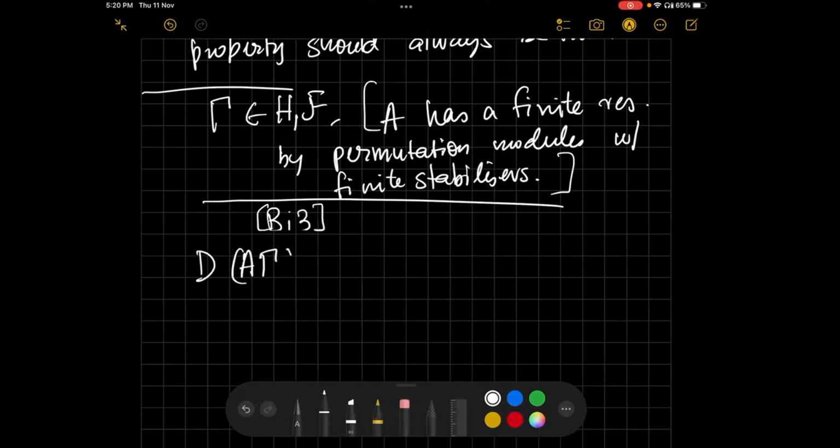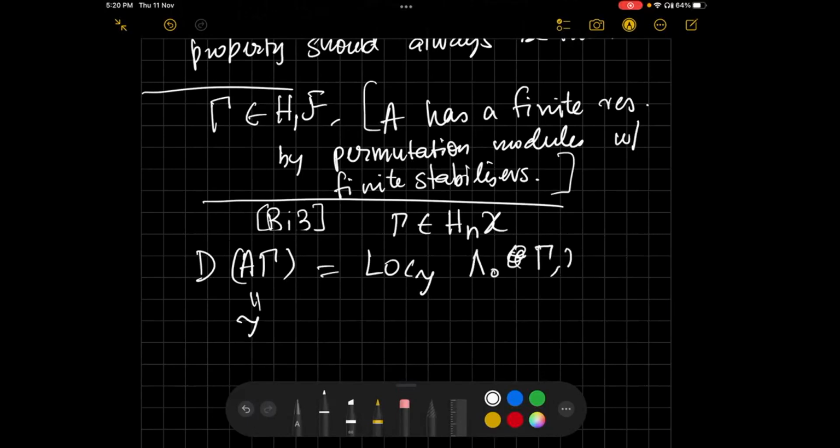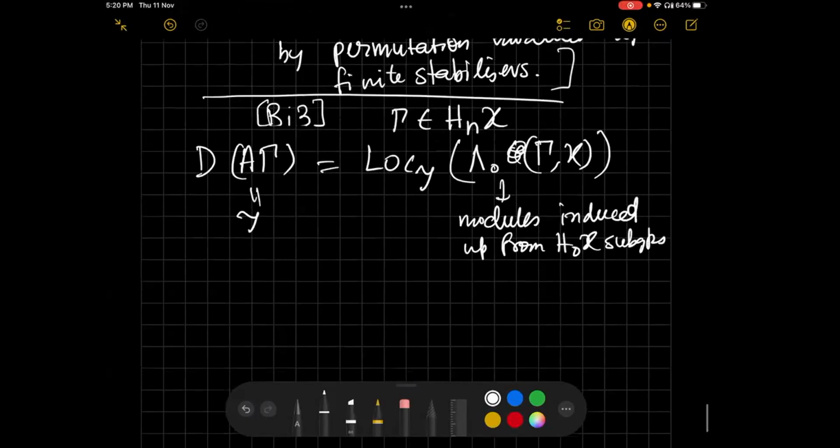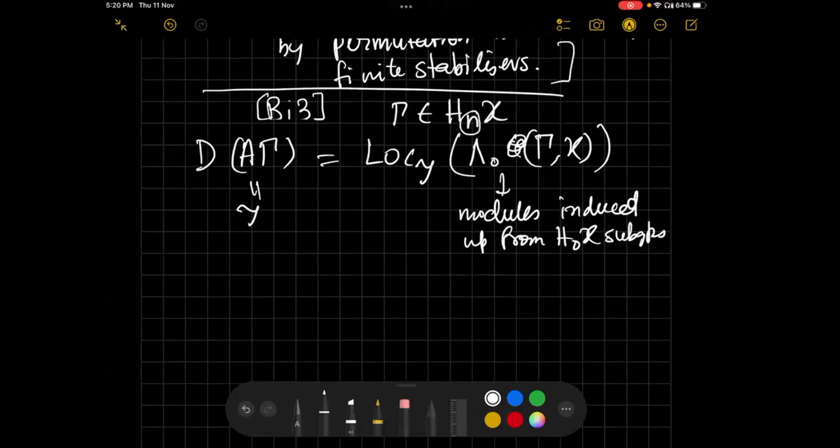Let's say for any group in H_n X, if this is T, then this is the smallest localizing subcategory containing Lambda 0. Now, what is Lambda 0? Lambda 0 means modules induced up from H_0 X subgroups. Similarly, Lambda n would mean induced up from H_n X subgroups. And so here, even if it is n, I can come all the way down to 0. And that is a boon.